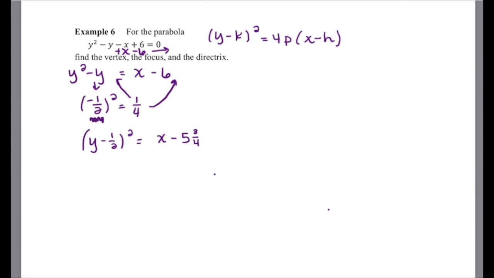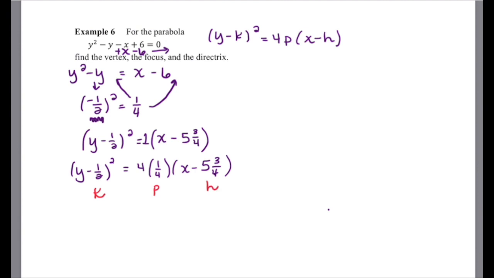Similar to what we had on the previous example, there is a 1 in front of here and we need our p value. So what can I multiply 4 by so that we get 1? Well, 4 times, again, 1/4 is 1, and then we have x minus 5 3/4. On the left, since it's all written in subtraction, we have (y minus 1/2) squared. We know some of our values. We know our k value, we know our p value, and we know our h value.